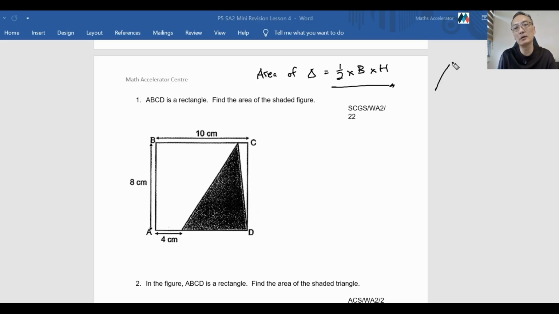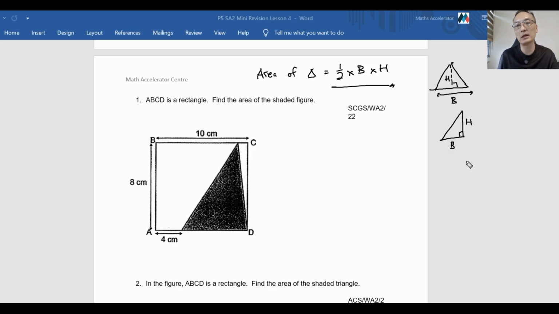Example, this is a normal triangle. The height must meet the base at right angle. Then you can use half times base times height. And the other type will be the right angle triangle. Right angle triangle, these two lines are perpendicular. We have the right angle here, so here will be the height and here will be the base.